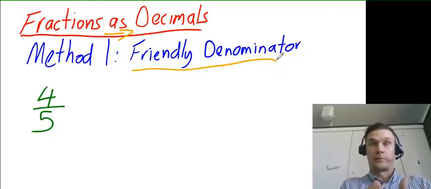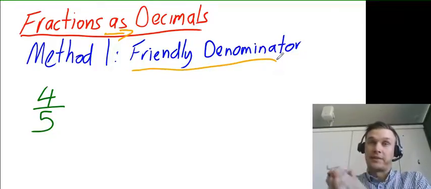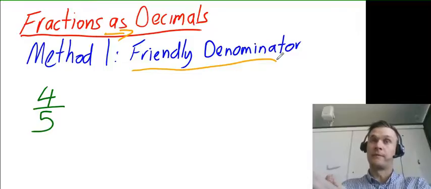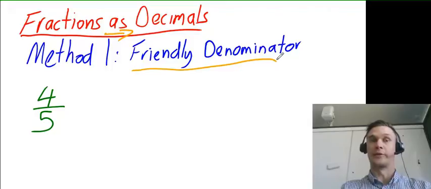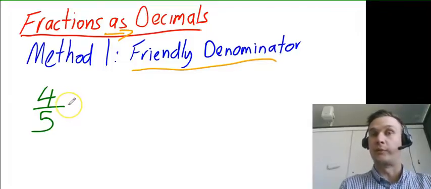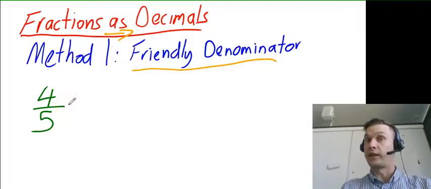Okay, so we looked at previously, if we understand the place value of a decimal point, we can really turn that into a fraction. It's sort of doing it the other way around. So we're going to use this as an example. We have 4/5, and we're going to convert that into a decimal.